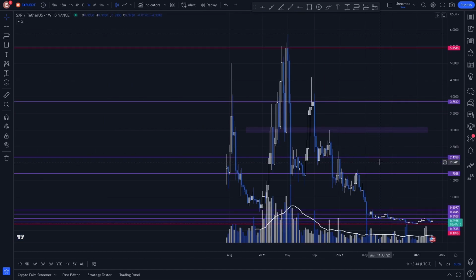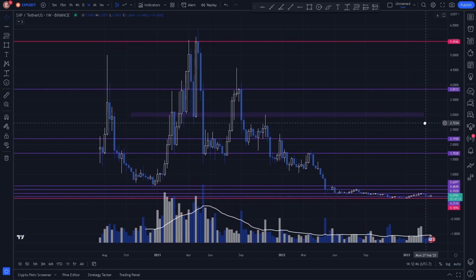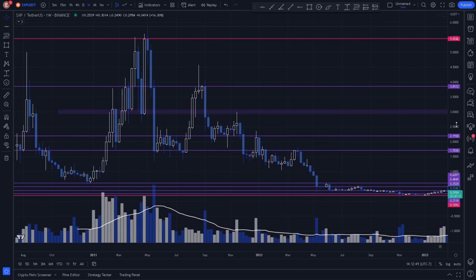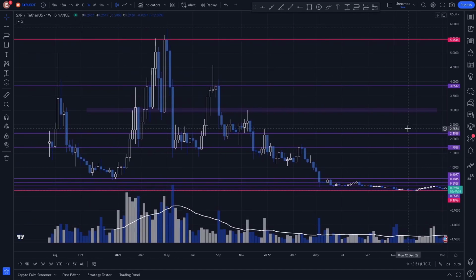So, zooming out. These are all the key levels plotted on the chart for our monthly and weekly time frames.